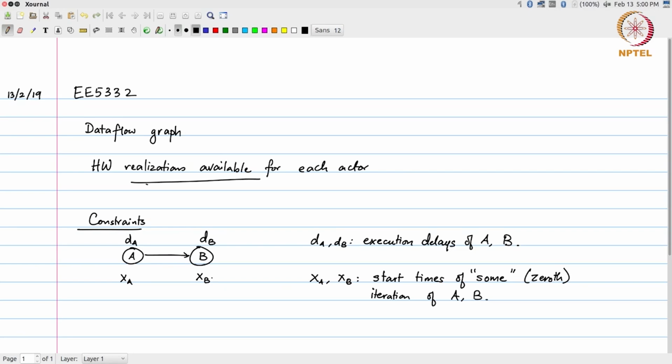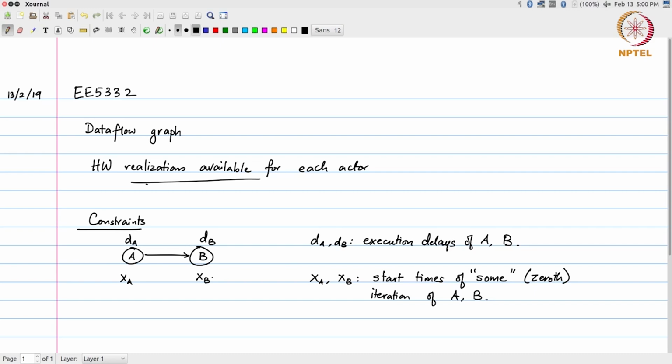Can XB be less than XA? Let us start with that. Right? No, that does not make sense, because the implication of drawing a diagram like this, where I show that the output of A is being consumed by B, is that only after A has finished execution, B has the data ready for it to execute.